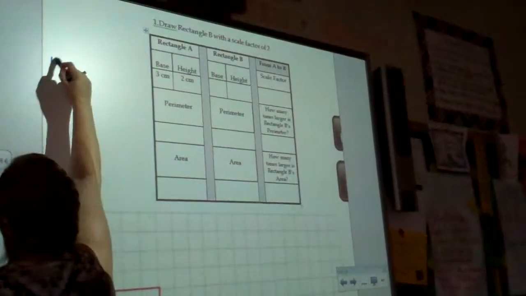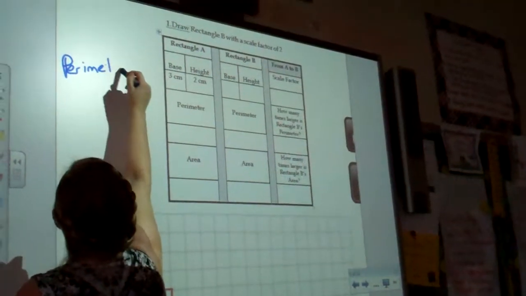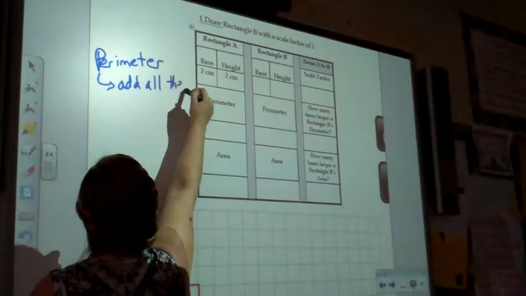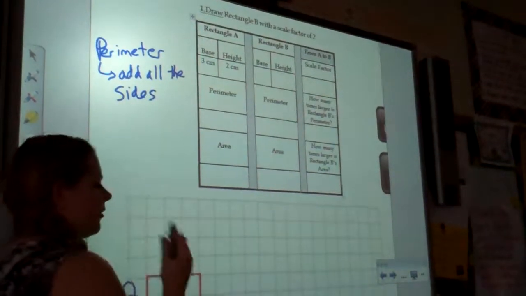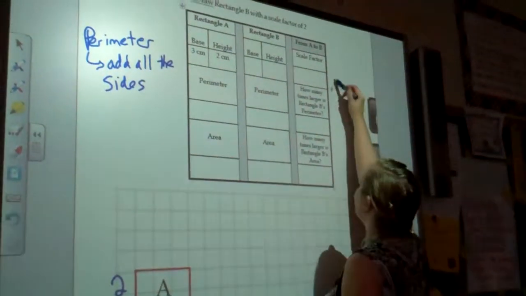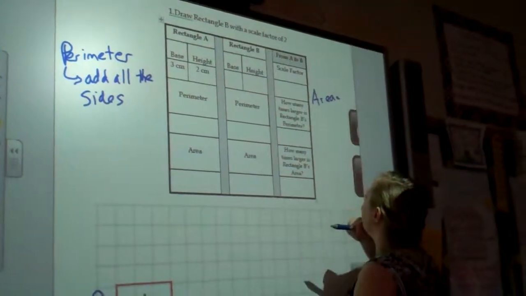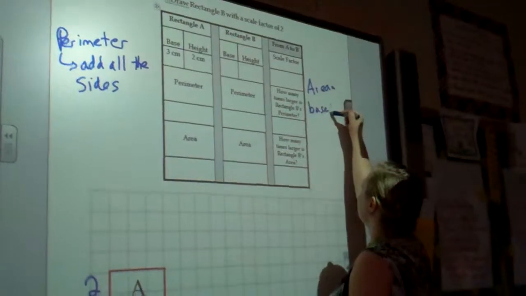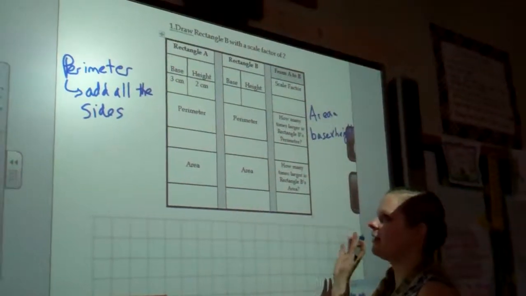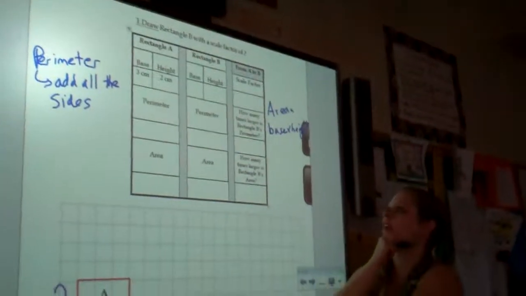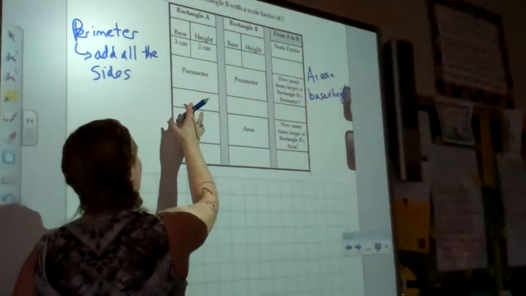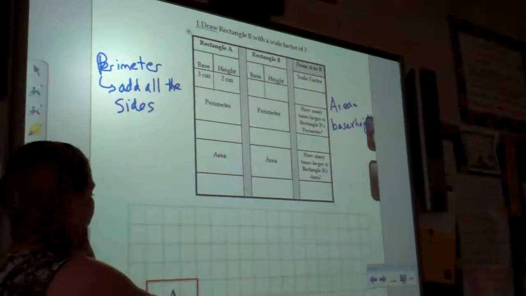Perimeter and area. Well, I remember that perimeter means to add all the sides. I'm going to write this note for myself just because it's going to help me remember. And if perimeter is adding all the sides, then area, there's a formula for that, and I think that is base times height. So, all right, I have that down. So I remember what perimeter is, and I remember what area is now. So let me find these right here so I can fill out this table. I want to work from left to right and be really organized.